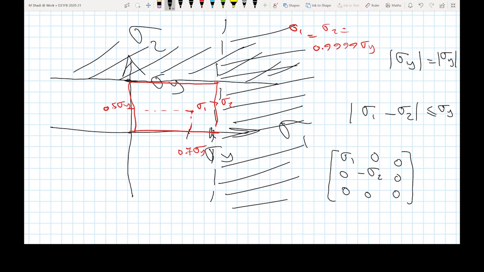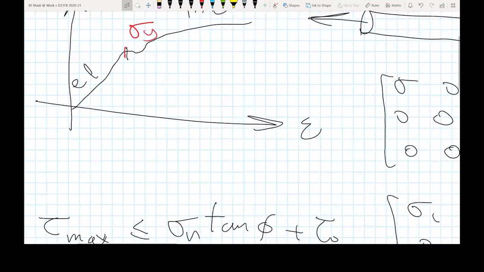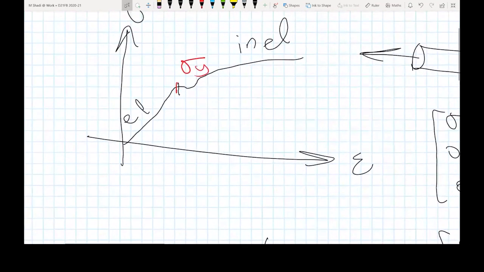So the yield point, if you go back to the yield curve, this is positive because this is tension, but assume that you have compression. So this is going to move in the other direction, and then it's going to yield again in the other direction, and it's going to fail eventually. So this is the yield point, and this is the yield point in compression. This is the yield point in tension.